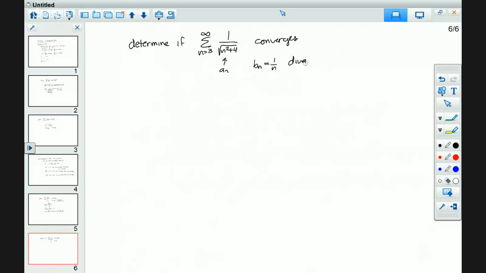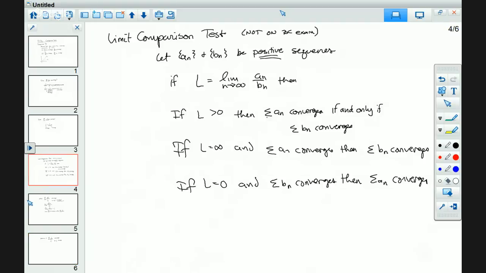So notice, is there any divergent language in that? But we can read into using our knowledge of theorems. If this happens, A sub n diverges if and only if B sub n diverges. That's legal. We can say that.